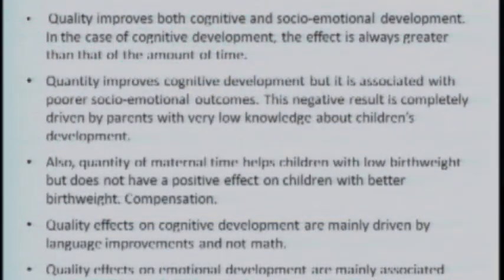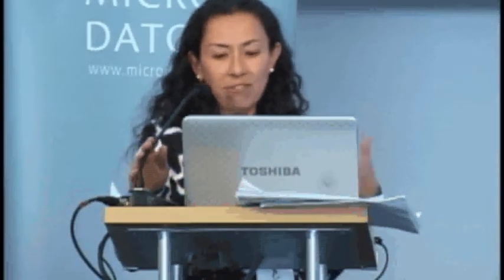Okay, so this is it. The conclusions: we're finding that quality improves both cognitive and socio-emotional development. In the case of cognitive development, the effect is always greater than that of the amount of time. Quantity improves cognitive development, but it is associated with poorer socio-emotional outcomes. And this negative effect seems to be completely driven by parents with very low knowledge about children's development.